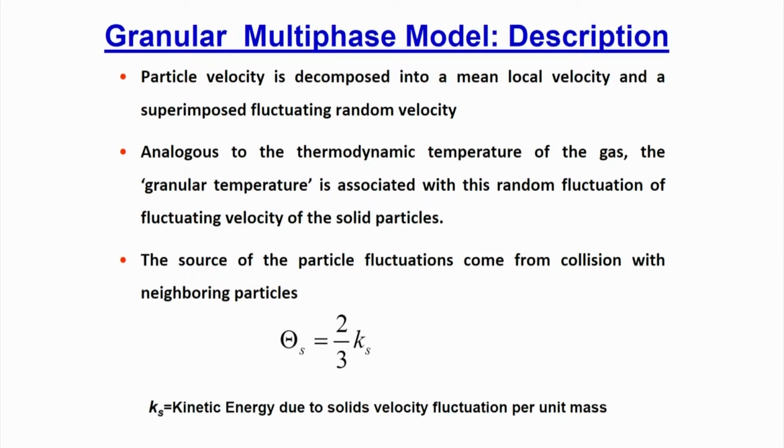So, what do we do? We take the velocity of the particle decomposed into the mean velocity and superimpose it with the fluctuating random velocity. We assume that there is a particle which has a certain mean velocity, and we superimpose that mean velocity with the random fluctuating velocity. Then we define a term which is very analogous to the thermodynamic temperature of the gas.